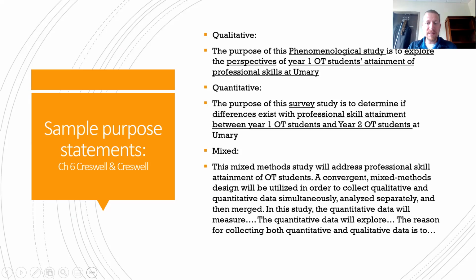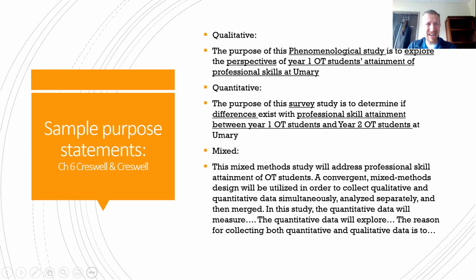A convergent mixed methods design will be utilized in order to collect qualitative data and quantitative data simultaneously, analyzed separately, and then merged. In this study, quantitative data will measure blank, probably professional skill level. The qualitative data will explore the perceptions of OT students' professional skill attainment. The reason for collecting both quantitative and qualitative data is to both measure professional skill attainment and hear the perceptions of how and why the professional skills were attained in a certain manner, something along those lines.